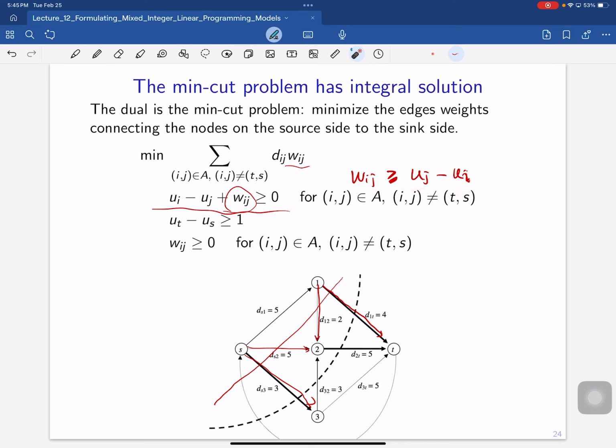Then if you shift the Ui and Uj by alpha, it doesn't change the bounds on Wij. If you add alpha to all the Ui, Uj, their difference won't change. Therefore, without loss of generality, you can pick a reference and just set Us equal to 0. If you set Us equal to 0, then Ut is greater than or equal to Us plus 1, so basically Ut is greater than or equal to 1.